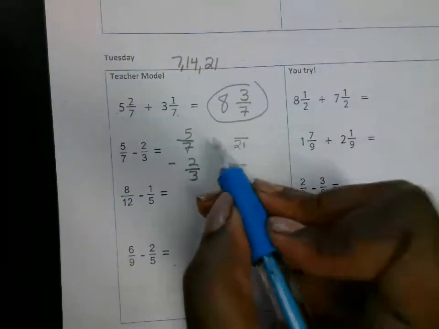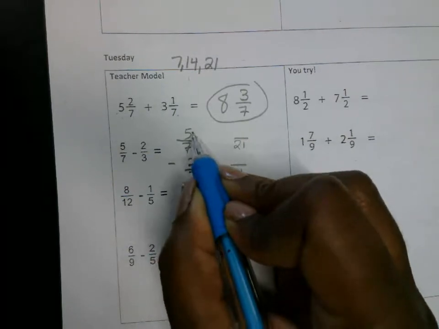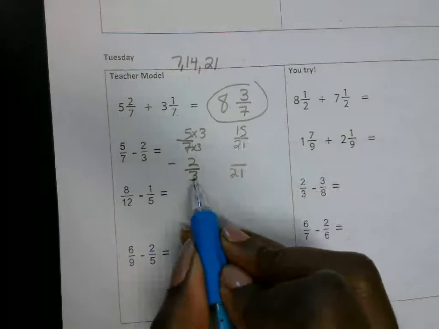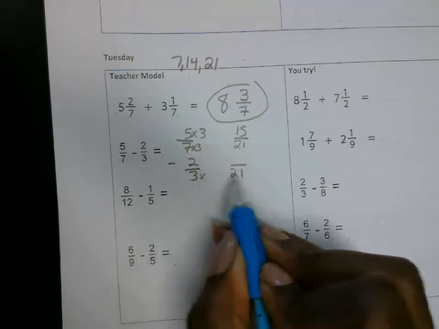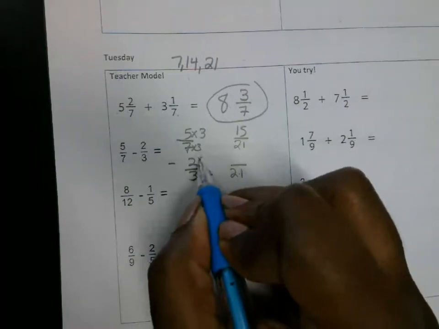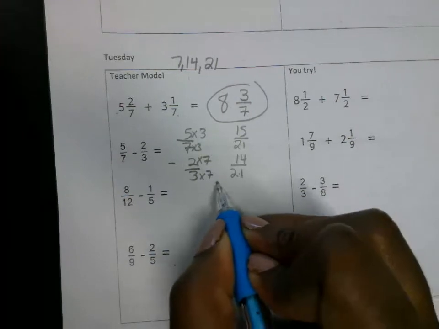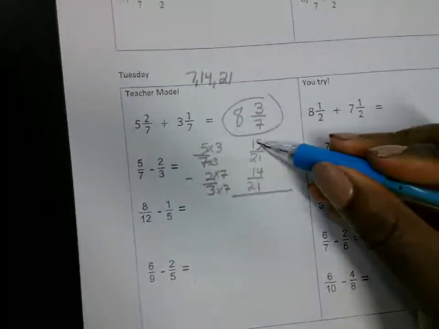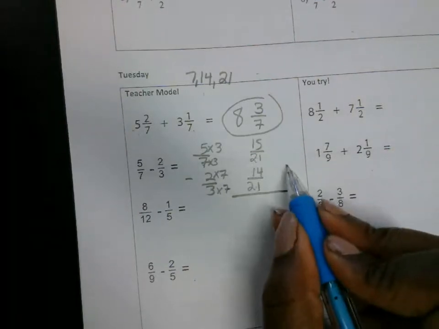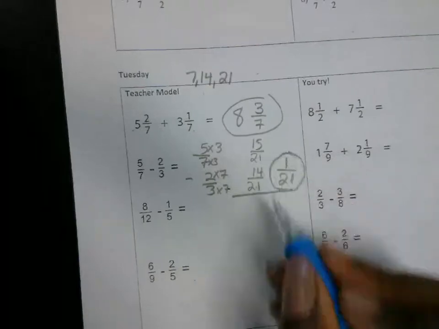Okay. Now, what number can we multiply times 7 to give me 21? 3. So I'm going to multiply the top by 3, and I get 15 here. What number can I multiply times this 3 to give me 21? 7. So I multiply by 7 here. I'm going to get 14. Now I can subtract. When I subtract the numerators, 15 minus 14, that gives me 1. Denominator stays the same. This is my answer.